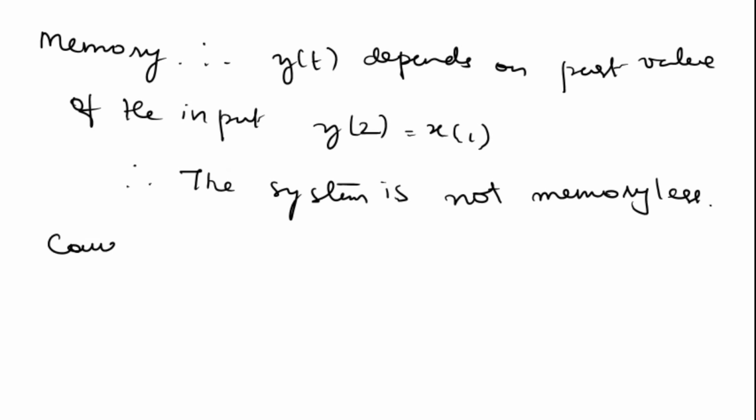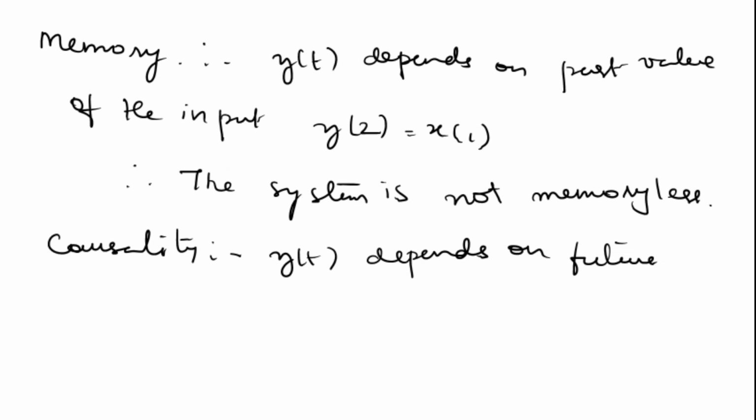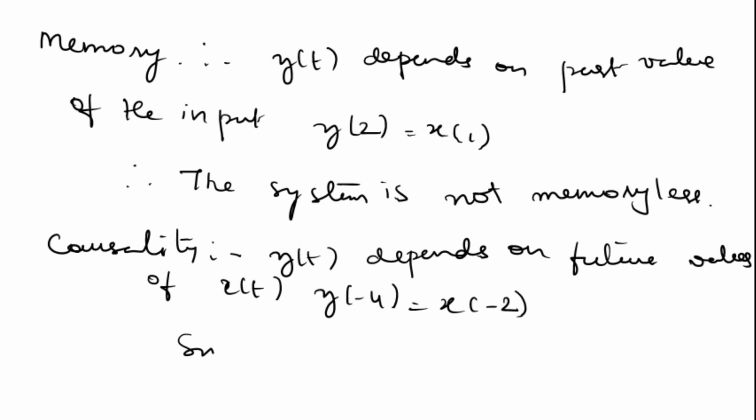Next, we have to check it for causality. Once again, at some instant of time, output y of t depends on future values of input x of t. That is, y of minus 4 is equal to x of minus 2. Hence, the system is non-causal.